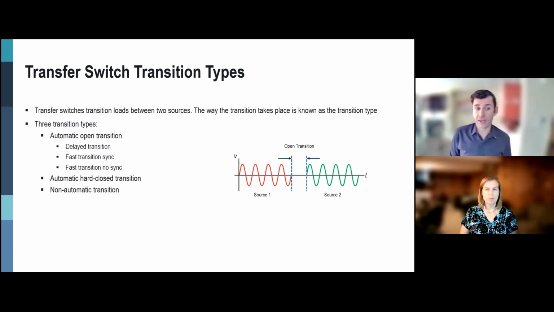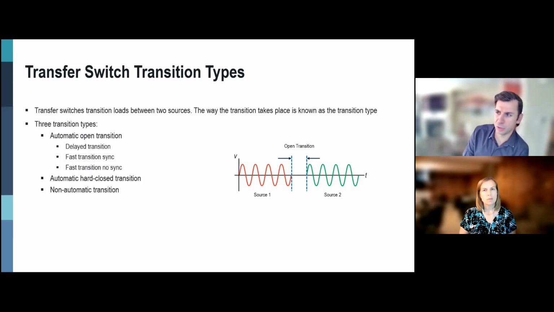The typical transition types that we're familiar with, or what the transfer switch can do, are: 1, an open transition; 2, a hard close transition; or the third could be a non-automatic transition. But the non-automatic transition actually falls under the open transition as well. So typically the transitions are open or closed. The open transition can be divided into what's called delayed transition, fast transition sync, also known as in phase, or fast transition no sync. So let's talk a little bit about these transition modes.